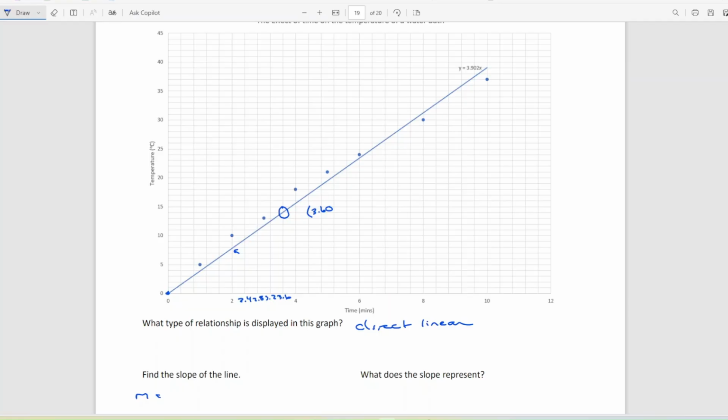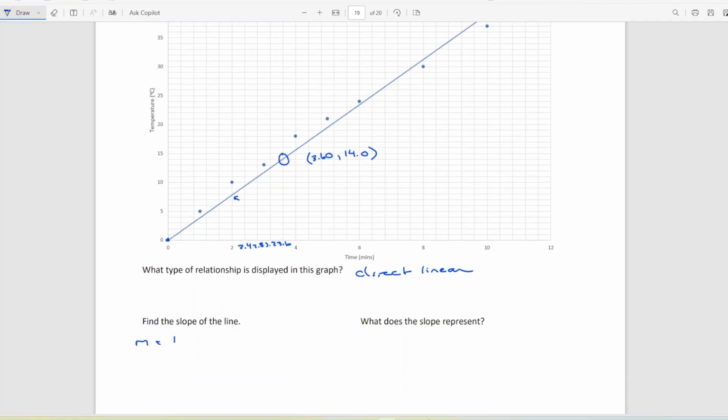It's right on that point. And then my y-axis, it's 1, 2, 3, 4, 5 grid lines to get 5 degrees. So this is going to be 10, 11, 12, 13, 14. And again, because I picked exactly on the line, I'm going to go 14.0. So I'm dealing with 3 sig figs here. So now I'm going to plug this in, and I'm going to say that it's 14.0 minus 0 over my 3.60 minus 0. And then I'm going to plug that into my calculator. 14 divided by 3.6 is 3.89.